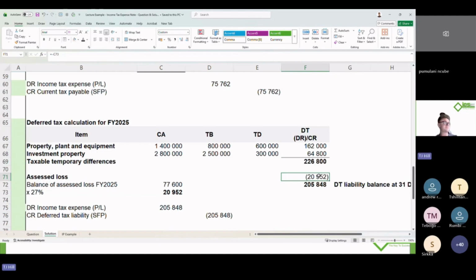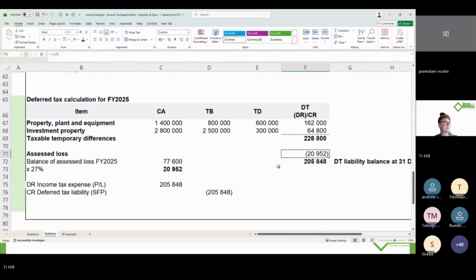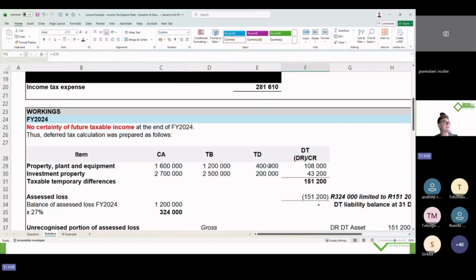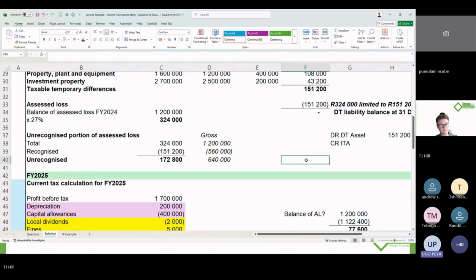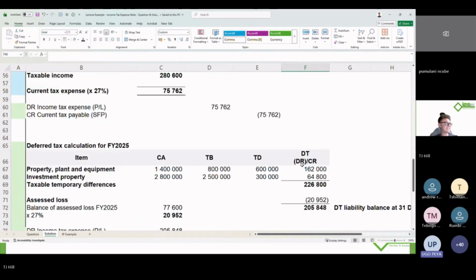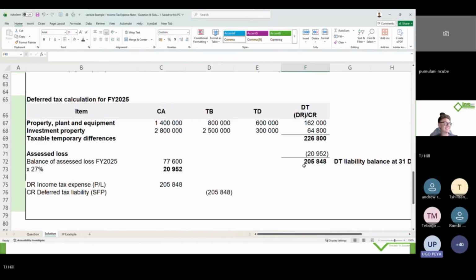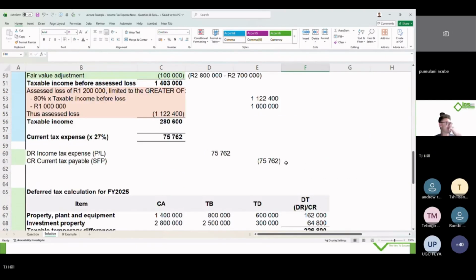Are you with me? Okay. So I think you just heard me. If you could just repeat the last 3-4 sentences before we jump to the assessed loss. But I think you almost have me. Okay.